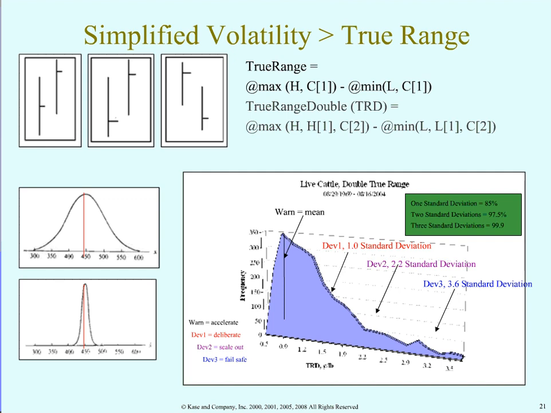So true range is a measure of bar size, and the distribution of true range can give you an idea of how much variation you have. And so we have a method called the DevStops, which use the mean, 1, 2, and 3 standard deviation for stops.